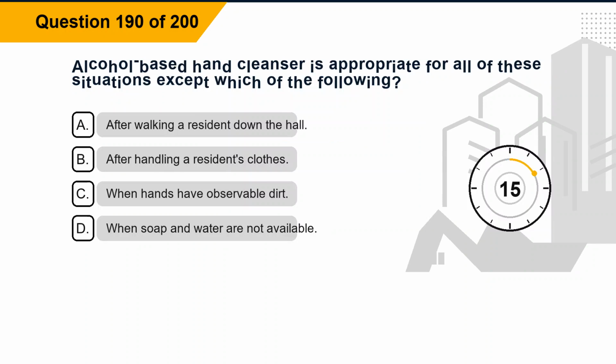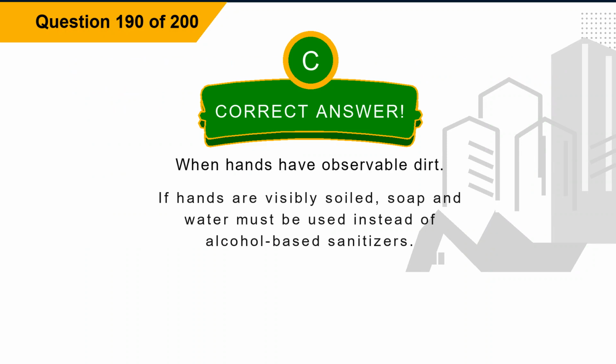Alcohol-based hand cleanser is appropriate for all of these situations except which of the following? Option A. After walking a resident down the hall. Option B. After handling a resident's clothes. Option C. When hands have observable dirt. Option D. When soap and water are not available. The correct answer is option C. When hands have observable dirt. Explanation. If hands are visibly soiled, soap and water must be used instead of alcohol-based sanitizers.